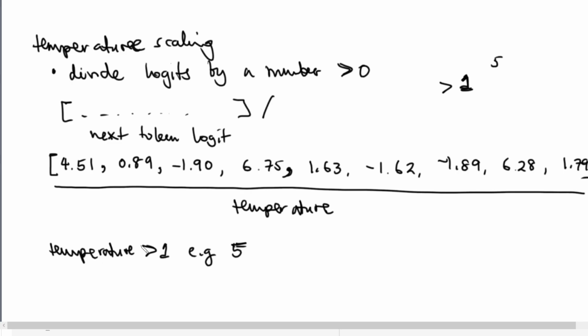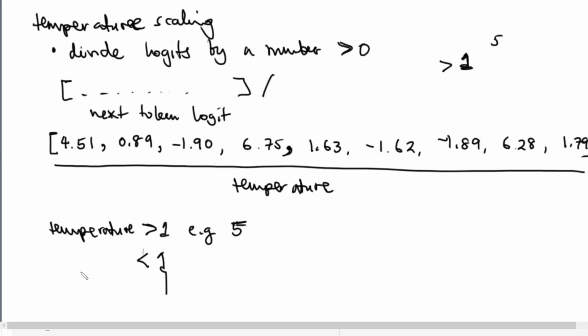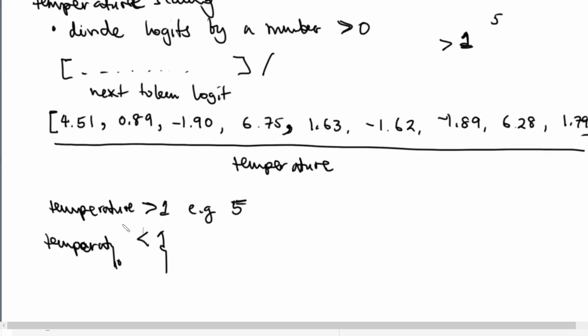Instead, if temperature is less than 1, for e.g. 0.5, this is the same as multiplying all of these by 2. So when you multiply this by 2, it will be around 9, and when you multiply that by 2, it will be around 12, and so on. So a temperature less than 1 blows up some logits more than others, and their probabilities are actually increased more than others.